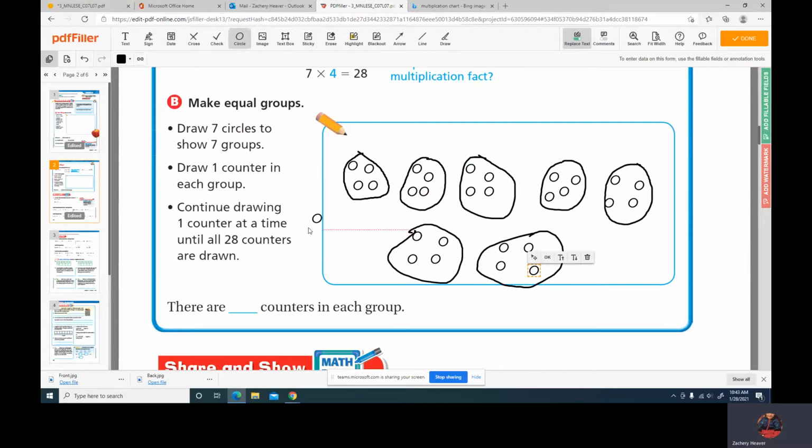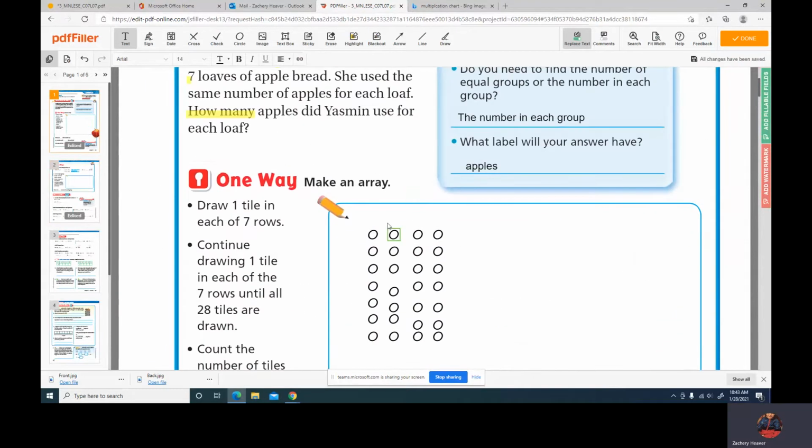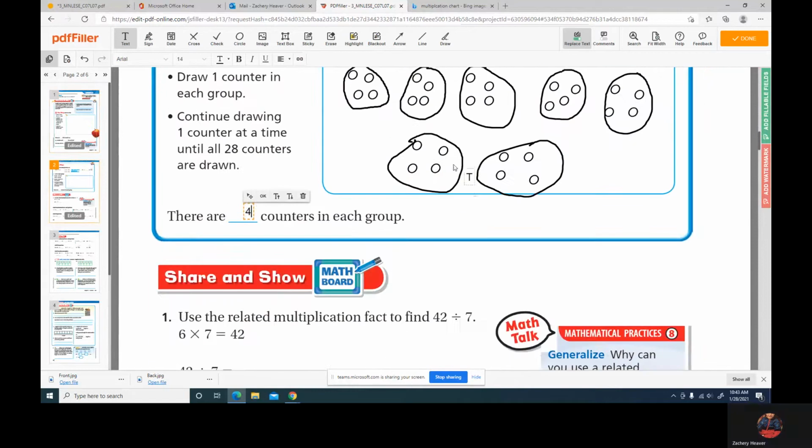And this shows you now our equal groups and how many is in each equal group. So it's just another way to do it. You could do it either way. So there's 4 counters in each group. Up here, we did the array to show how many is going to be in each group. And here we showed the equal groups and drew it that way.